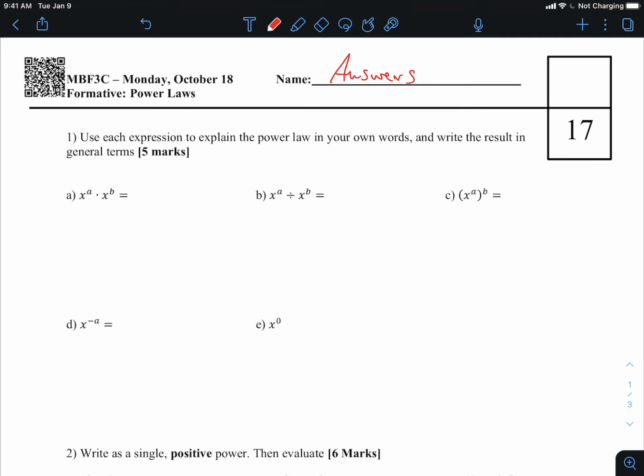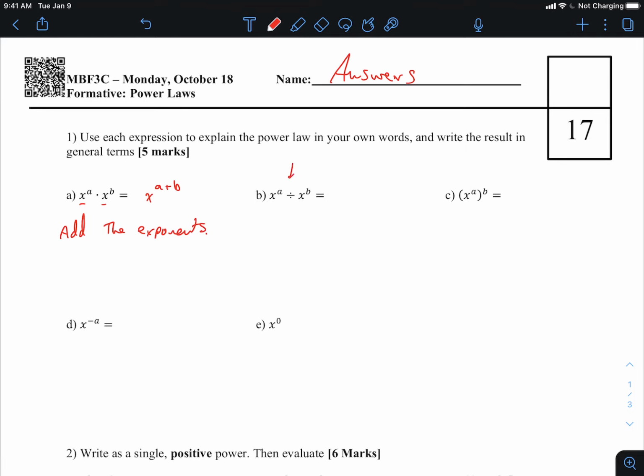So what I want you to do is write out each expression and explain the power law in your own words. What happens when I have two bases that match, x and x in this instance? I'm going to do x to the a plus b. In your own words, everybody's words are probably very similar: add the exponents. And that's just off the front side of your sheet with all the rules.